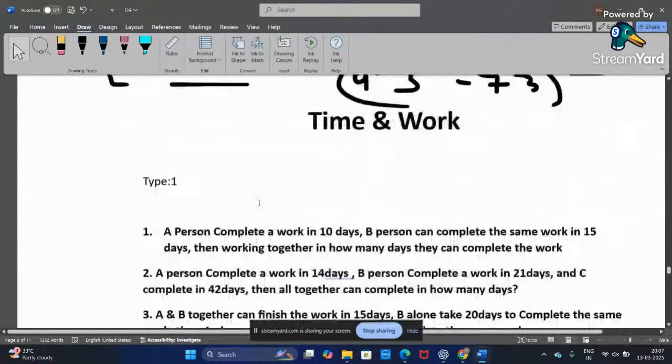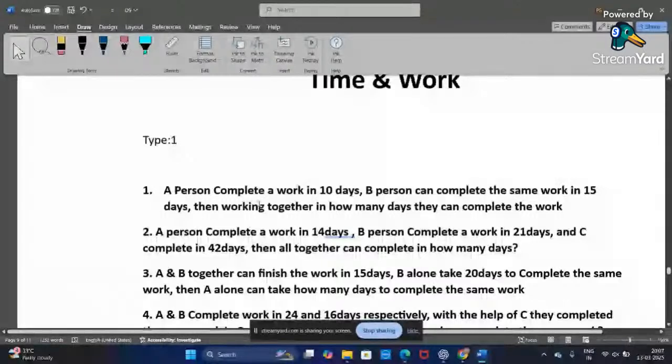Now we'll move on to time and work. In this we have two types.